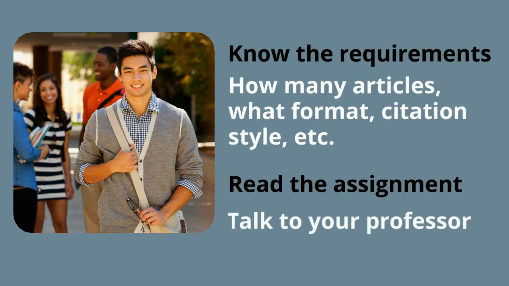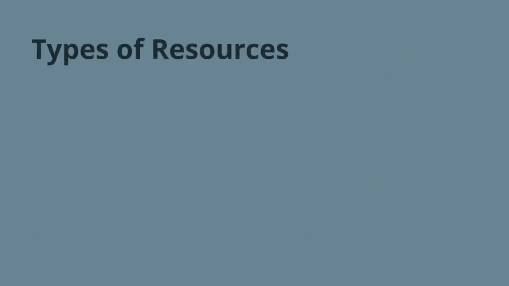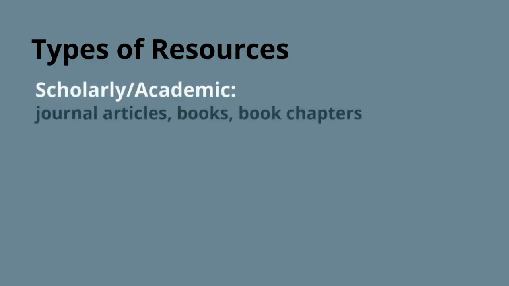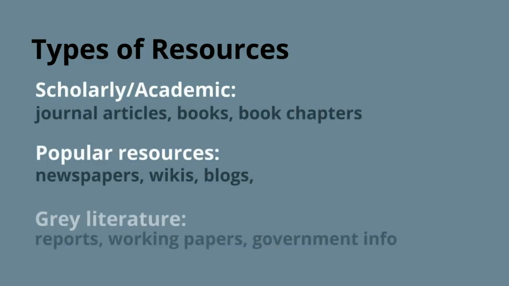Remember, always ask. Let's concentrate on this class where you will have to find and use 3 different types of resources: scholarly academic resources, popular resources, or gray literature. We'll concentrate on these 3 for now, but remember that you can always ask a librarian for more information.